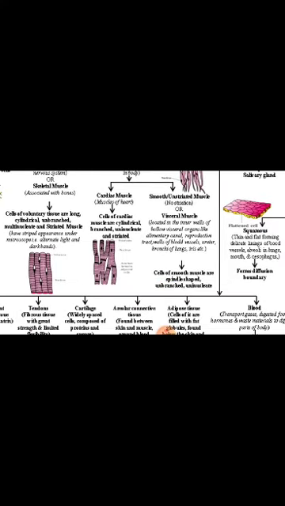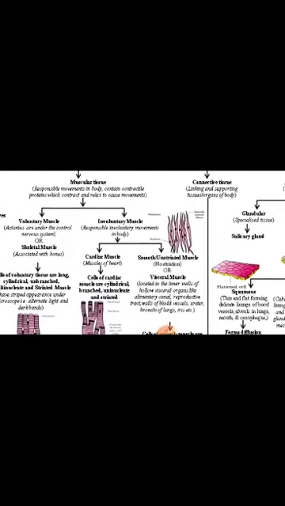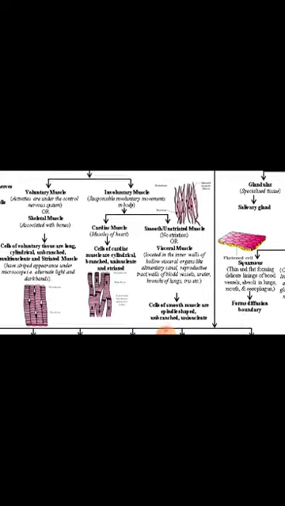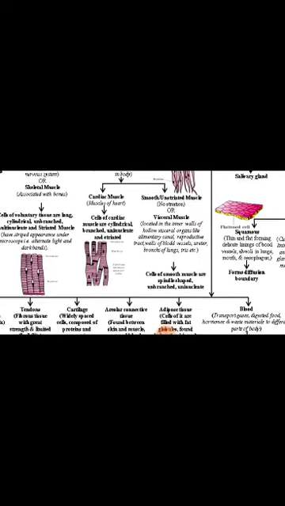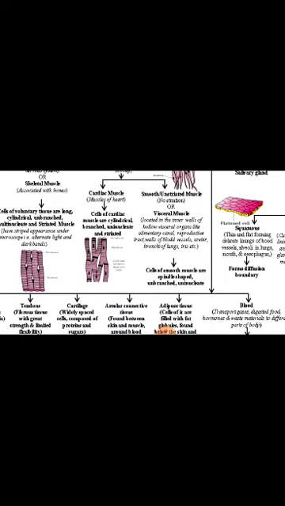The cells of the smooth muscles are spindle shaped. You can see here the spindle shaped tissues. They are unbranched and they are uninucleated. Uninucleate means they have one nucleus.